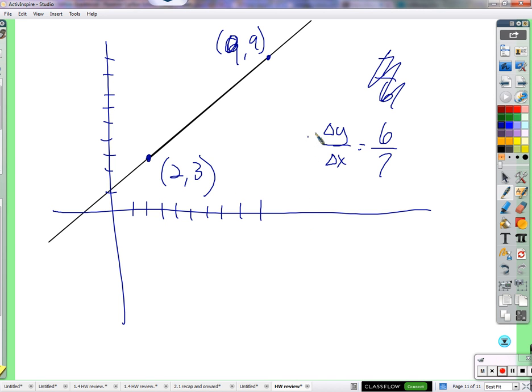Well, as we said before, we have a vertical change to figure out. How can I figure out how much of a vertical change there is between this point and this point?